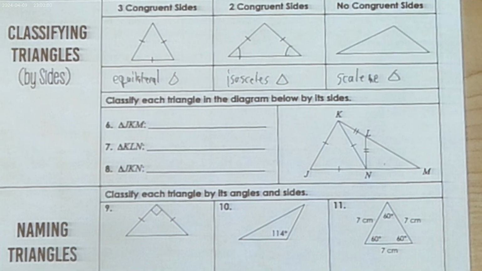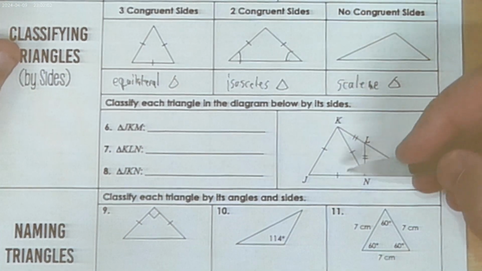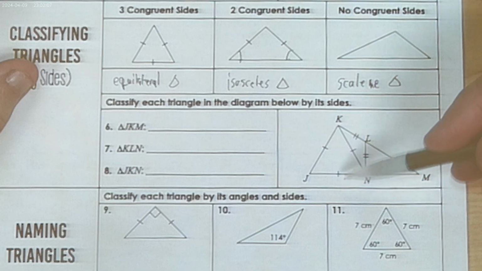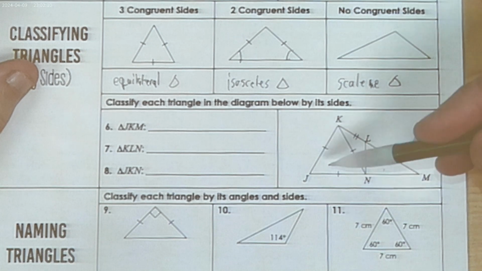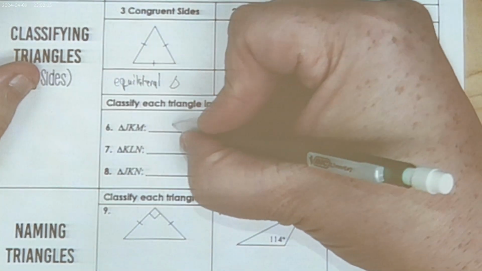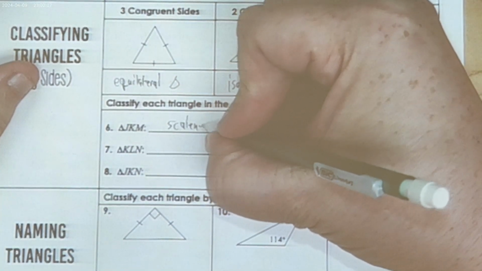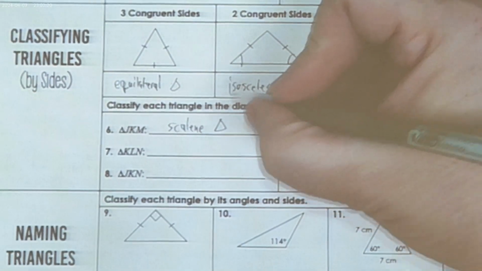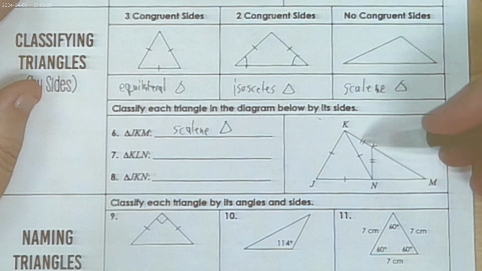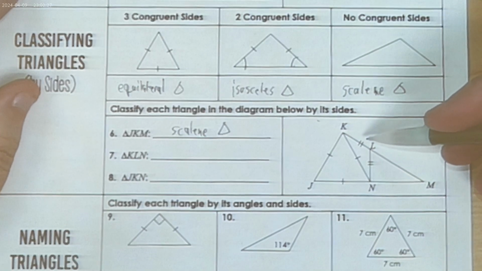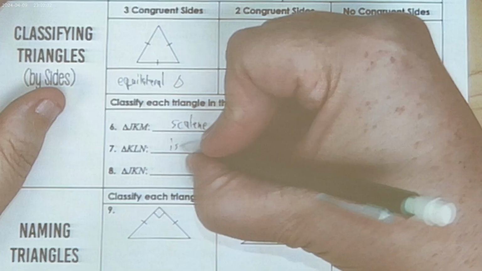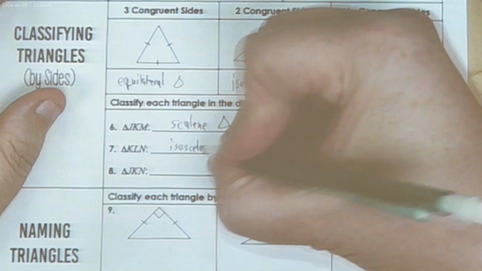So let's see, classify each triangle in the diagram by its sides. All right, JKM. The hashtags here are for a different triangle. JKM doesn't have any hashtags sharing it, so it is definitely a scalene triangle. KLN, alrighty. With triangle KLN, I see that I have KL and LN equal to each other, so that means I've got an isosceles triangle.